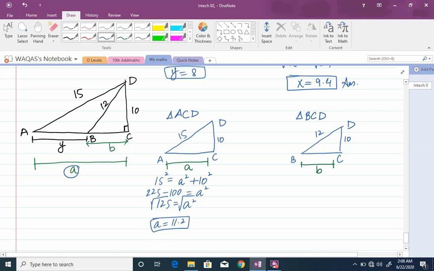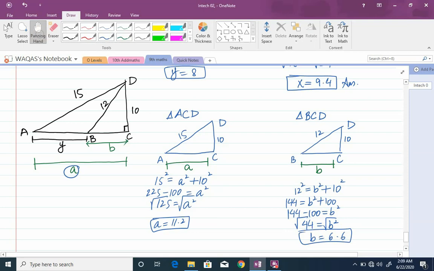After that, we need to find the value of B. 12 and 10 sides are known. So it will be 12 square is equal to B square plus 10 square. 12 square is 144. B square, 10 square is 100. 100 on the left side, it will be negative. 144 minus 100 equal to B square. 144 minus 100 is 44 is equal to B square. Now you need to apply root on both sides. So root of 44 is 6.6. So B is 6.6. That is your value of B.